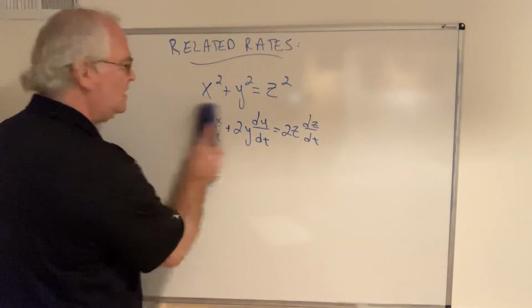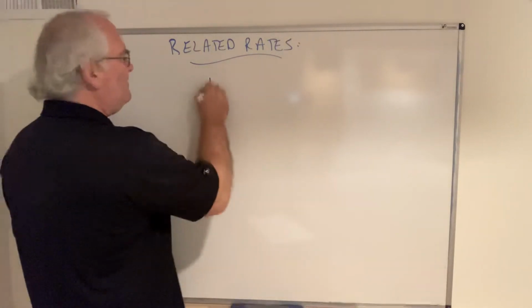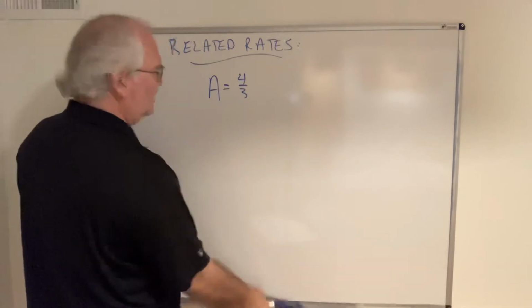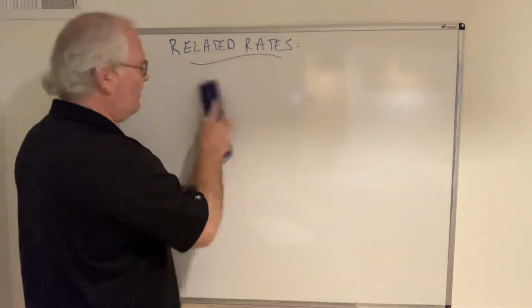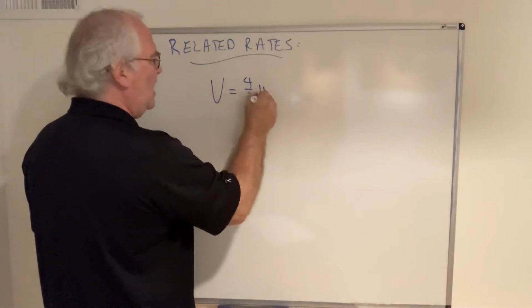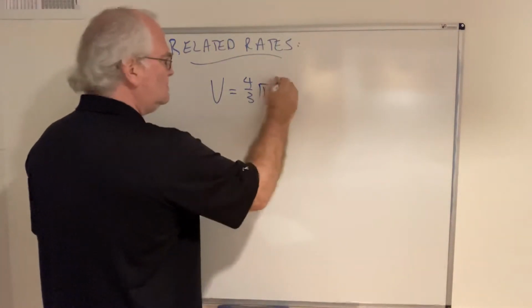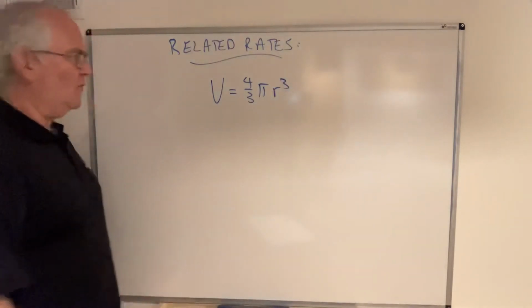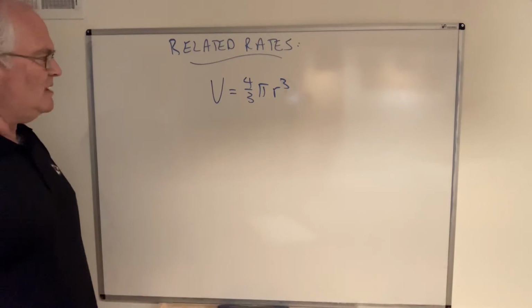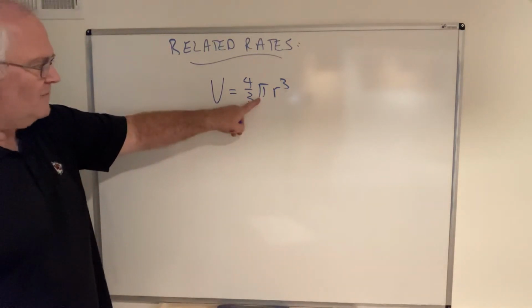All right? So, what else do we have here? Let's do the volume. The volume of a sphere is 4/3 pi r cubed. Differentiate both sides with respect to time. One variable here, one variable here. This is just constant multiplier.